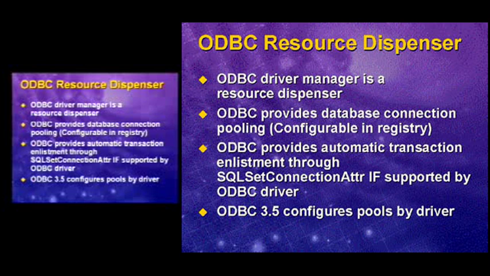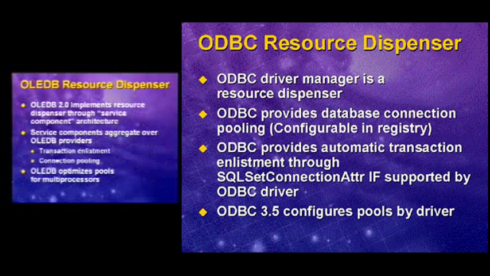ODBC 3.5 configures pools by driver. Now, why would we want to configure pools by driver? What does this possibly get us? It turns out that if I have a pool of connections, and half of them are SQL Server connections and half of them are DB2 connections, and I'm looking for a connection that's right for me in the pool, why should I have to go through all the DB2 connections if what I really want is the SQL Server connections? Does this one match? Does this one match? Does this one match? You're going to be going through them for a long time. So the idea is that ODBC 3.5 will allow you to configure separate pools for each driver. Only makes sense.